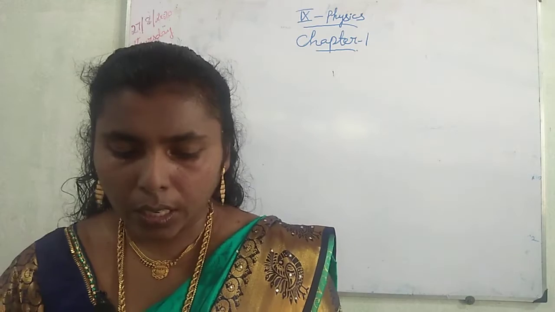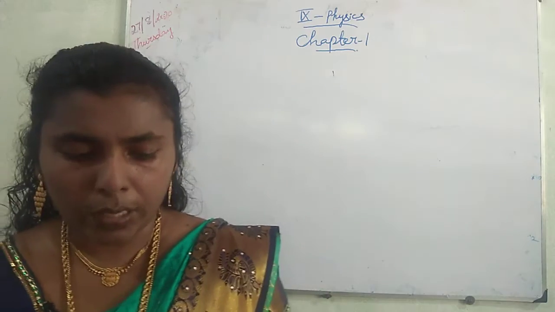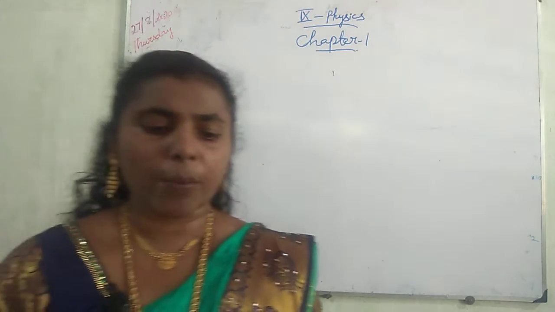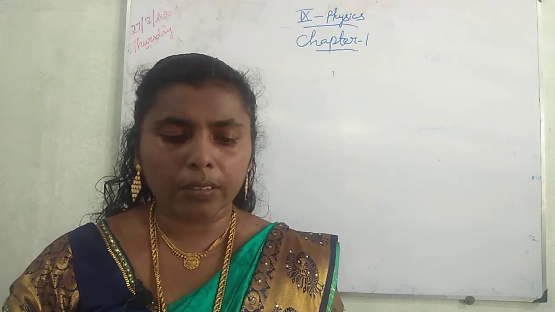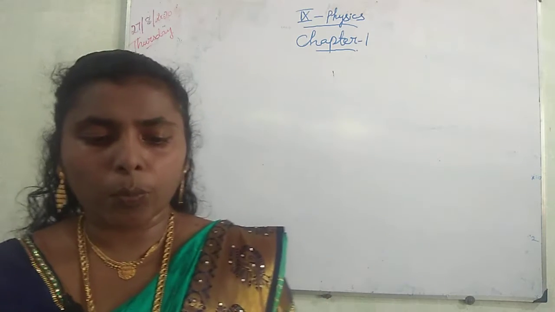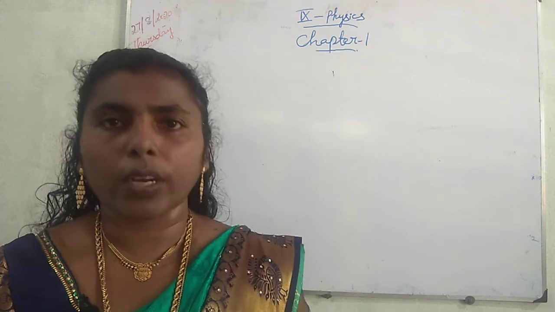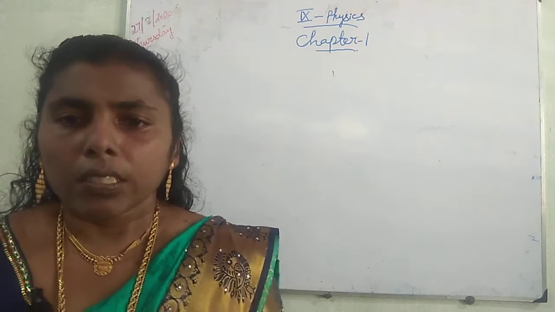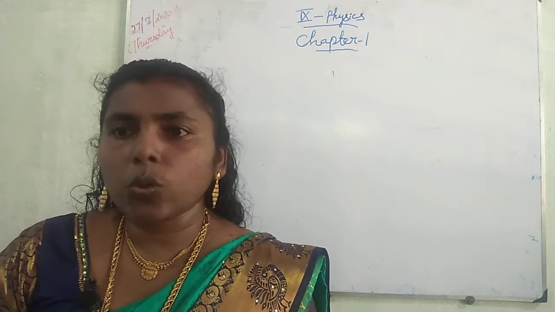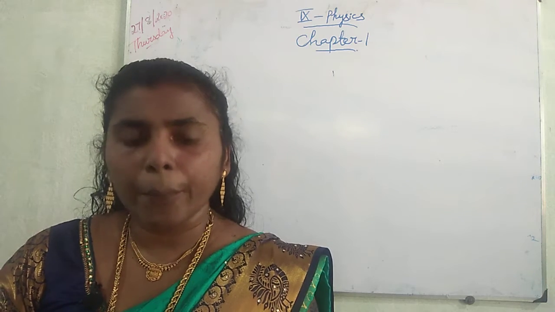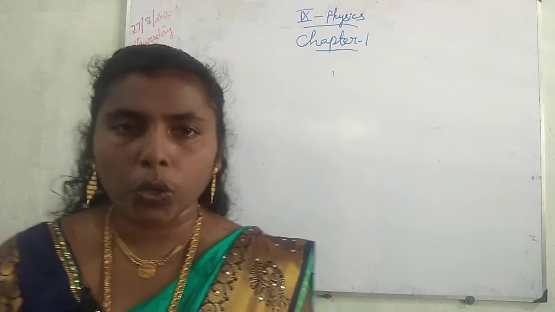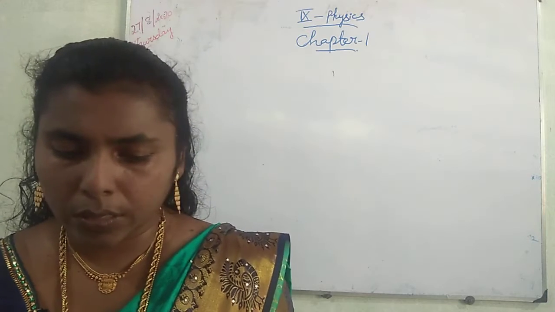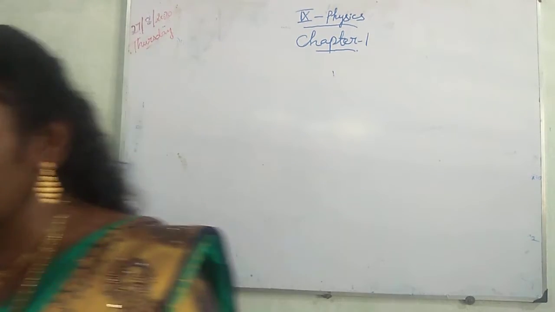Just mark it. Then first lesson assignment, Roman letter 7, question number 1 and question number 3. Take the last year booklet, study and write these two questions, and get a signature from your parents. After school reopens, you should keep this assignment. Then chapter 2.